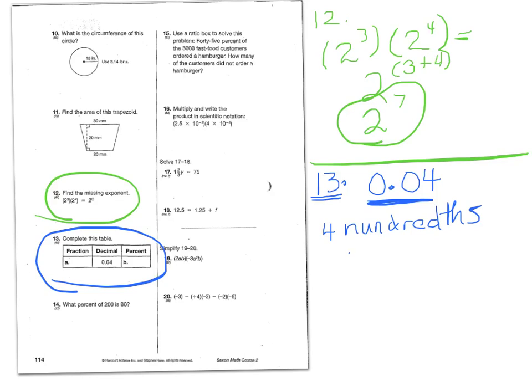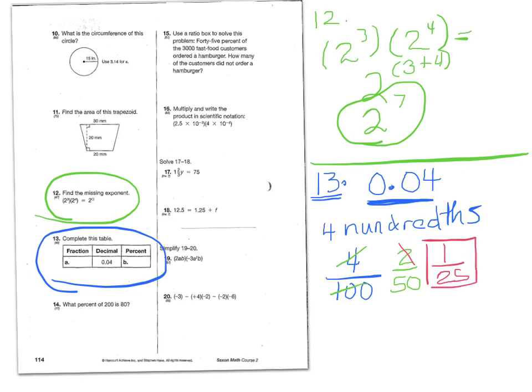4 hundredths means 4 over 100. There's your fraction right there, unless you want to reduce it, which is kind of nice. So if we reduce it, 2 into 4 is 2. 2 into 100 is 50. We could reduce it one more time: 2 goes into 2 once, and 2 goes into 50 25 times. So the reduced fraction is 1 over 25.